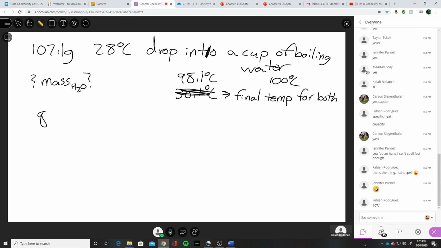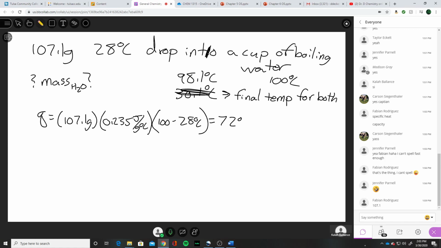So let's go ahead and do the metal part first. Q for the metal is what we're going to look for here. We already know that we have 107.1 grams. The specific heat for that was 0.235 joules per gram degree C, if my memory serves me correctly. And delta T is going to be 100 minus 28 degrees C, which is 72. Sorry, that looks like I'm saying the whole thing is 72. It's just this one part is 72.